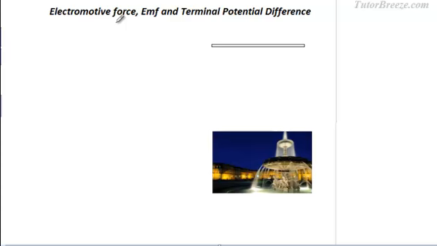In today's lesson, we are going to discuss what is electromotive force or EMF and what is terminal potential difference and the relation between the two. That is the relation between EMF and terminal potential difference, which is generally denoted by VAB, where A and B are the two terminals of the battery.